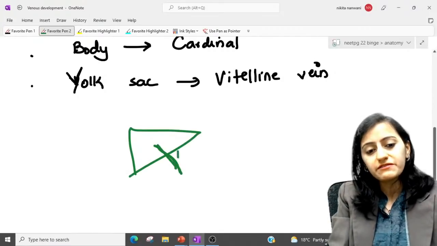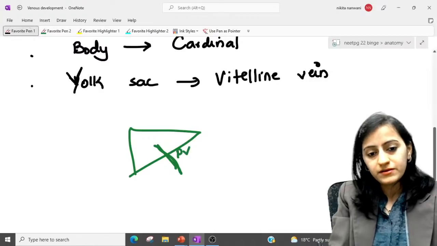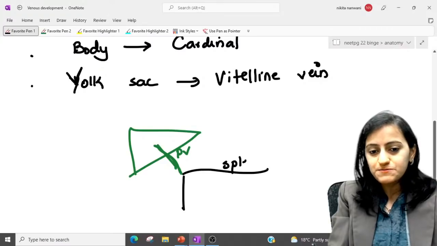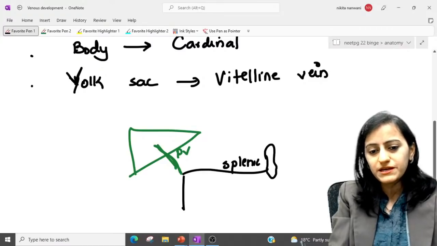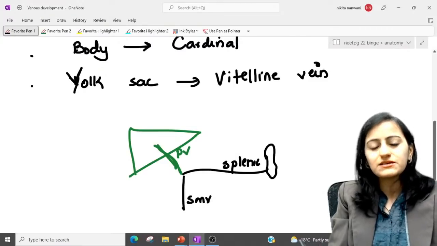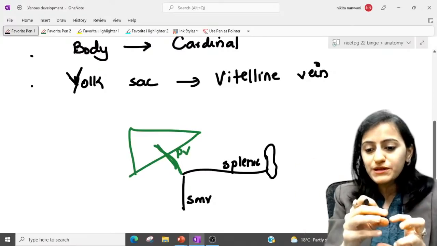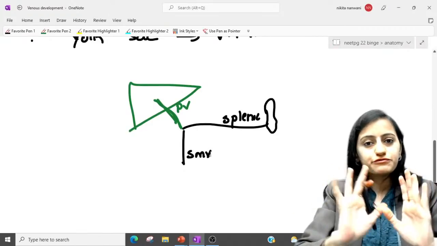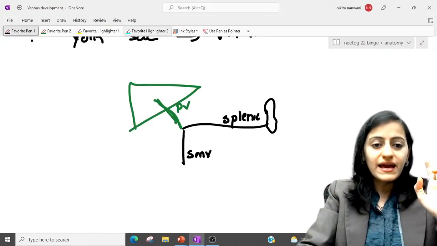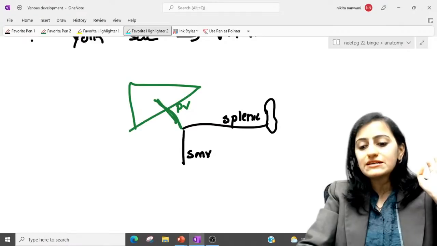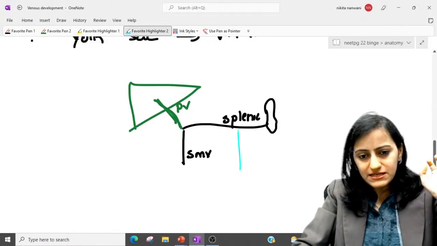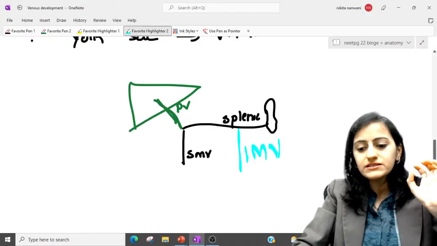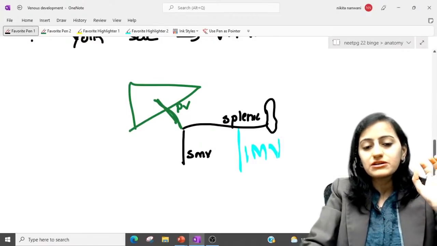What is the portal vein formed by the union of? You have the splenic vein which comes from the spleen, and you have the superior mesenteric vein. So the splenic vein and superior mesenteric vein unite to form the portal vein. Now where is the inferior mesenteric vein? The inferior mesenteric vein generally drains into the splenic vein. Here you have the inferior mesenteric vein.